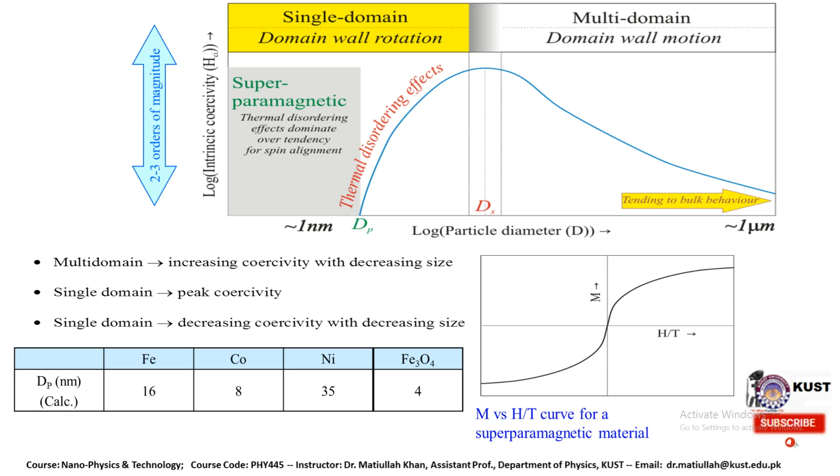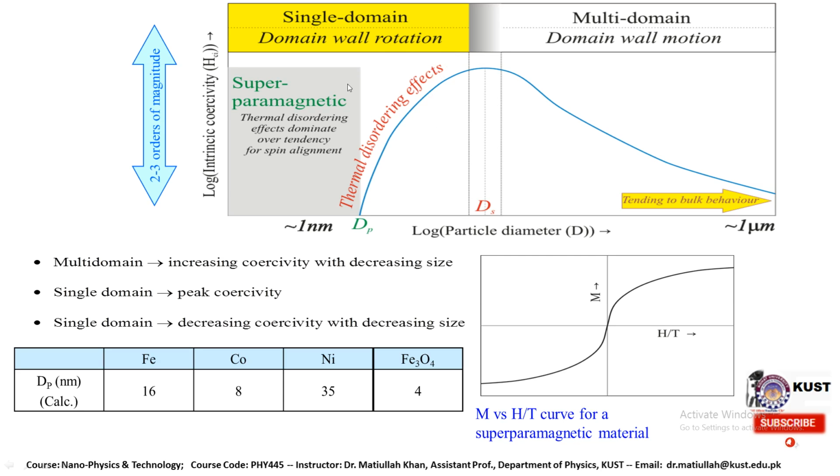So here we can compare the particle diameter with the intrinsic coercivity, that is the log of intrinsic coercivity, and we can see how we can find the superparamagnetic effect. That is actually where the thermal disordering effect dominates the tendency for spin alignment, and this particular curve shows the thermal disordering effect due to the temperature which disorders.